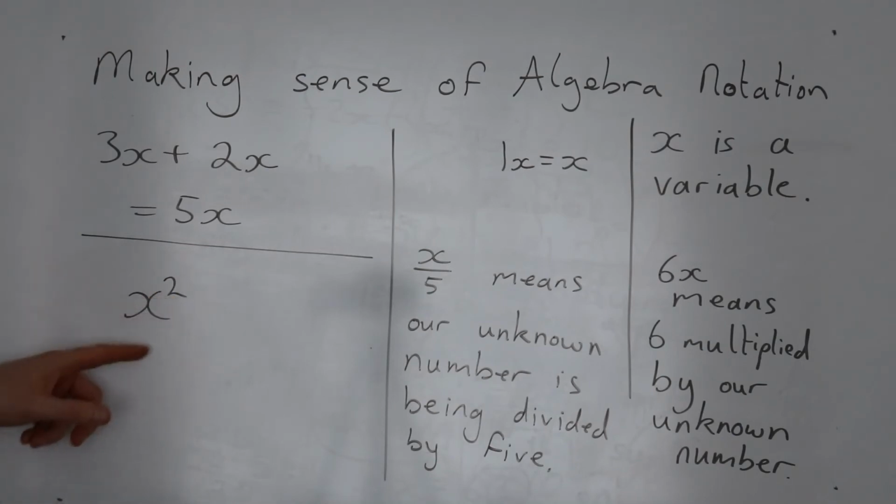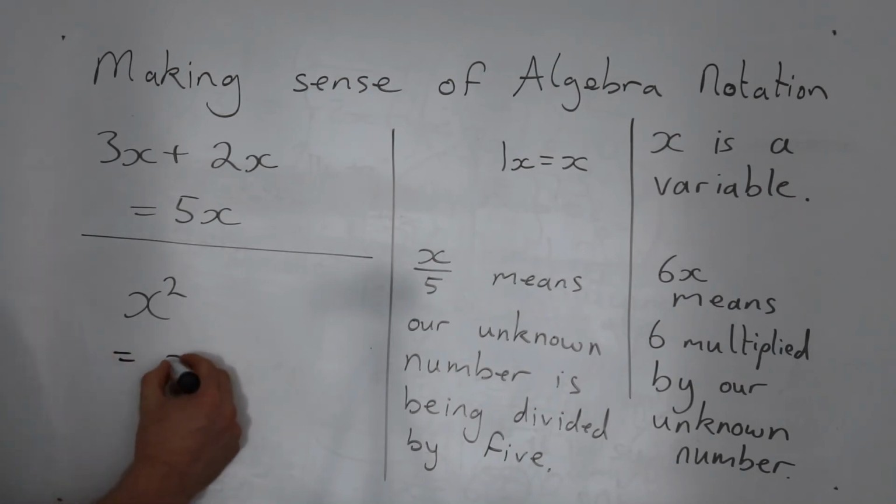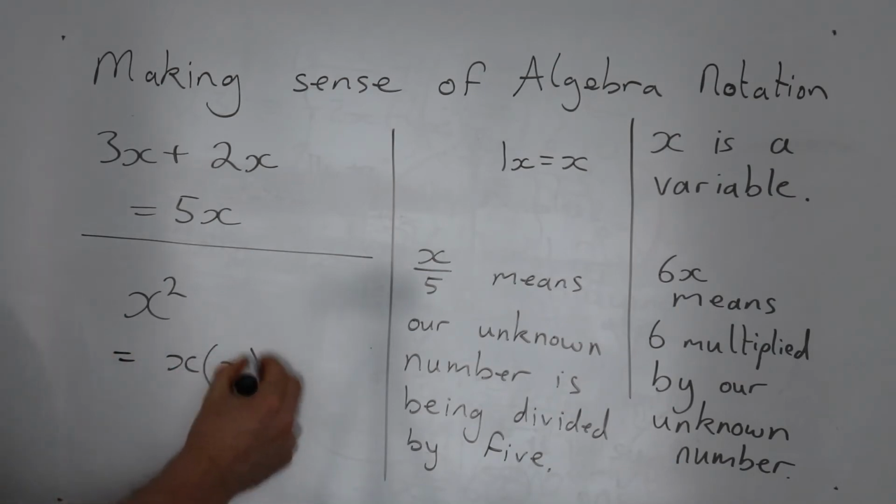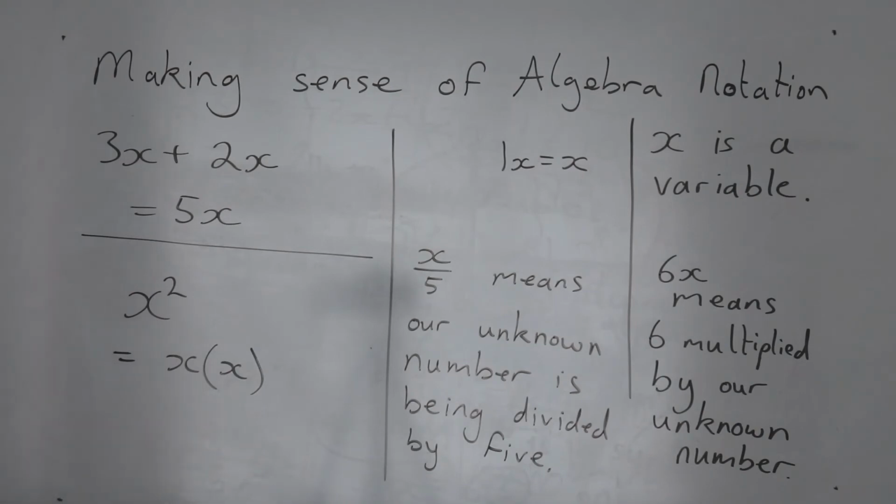Powers like x squared, maybe x cubed, they're very, very common. So here we have x squared, x to the power 2. What does that mean? Well, it means there are 2 x's and they're multiplying. It means x multiplied by x. It means our unknown is being multiplied by itself. There are 2 of them.